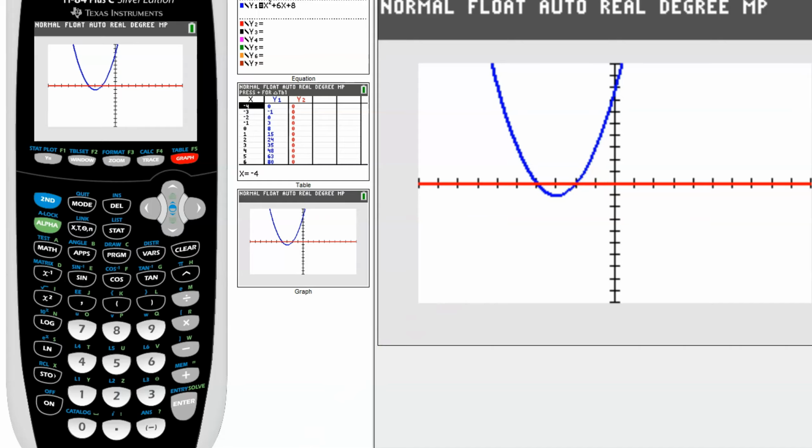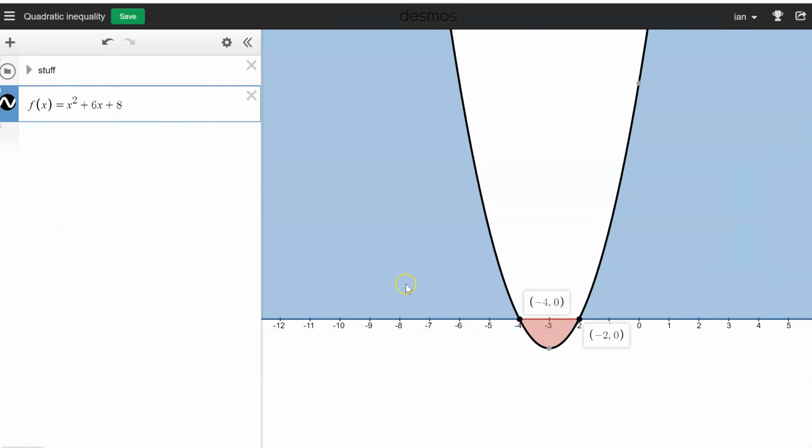You can also use Desmos. So I've plugged it into Desmos, and from here you can see the red is the less than and the right is the greater than. So if we had changed that to a greater than, so this had been greater than or equal to 0, then our interval would be from negative infinity to negative 4, bracket because it's equal, and then from negative 2 to infinity as well. So that would be our answer.